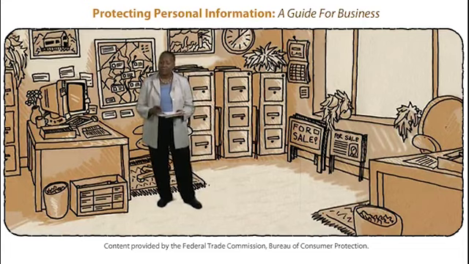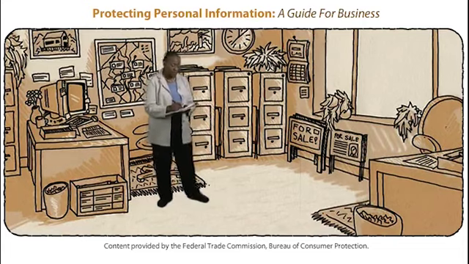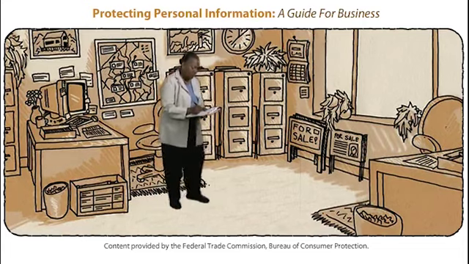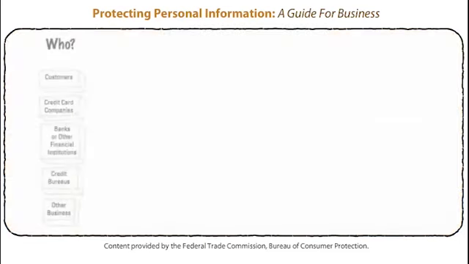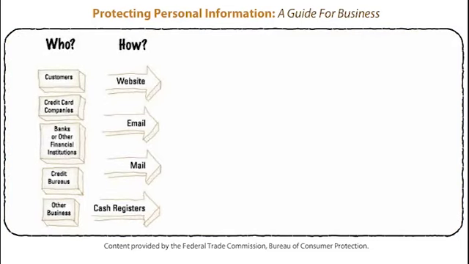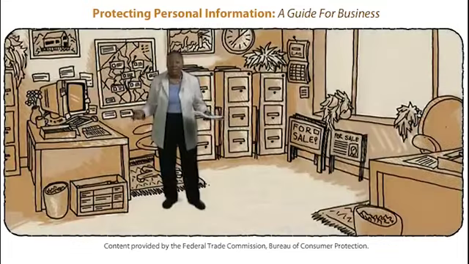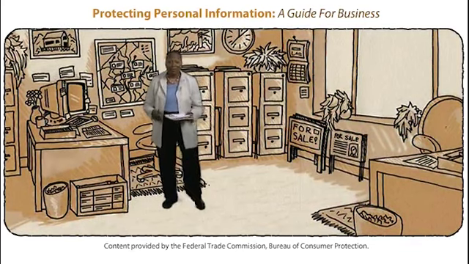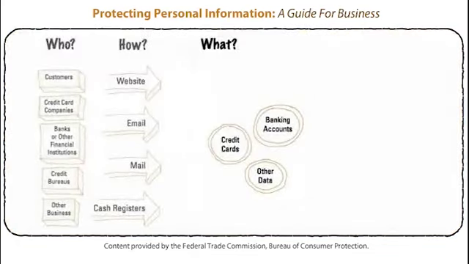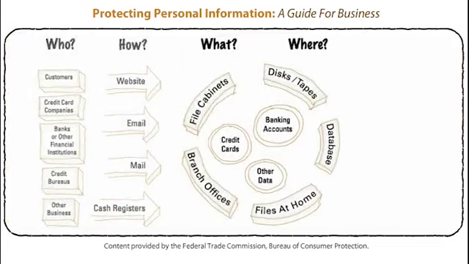Talk to your sales department, your IT staff, and your HR office. Don't forget your accounting staff and any outside service providers you use. Then ask a few questions. Who sends personal information to your business and how do you receive it? We get personal information from customers, credit card companies, banks, and credit bureaus. Sometimes it's sent through websites, sometimes by email, and sometimes the U.S. mail. What kind of information do you collect at each entry point and where do you keep it?